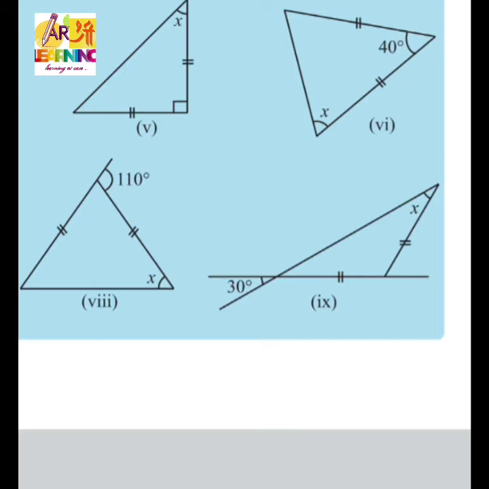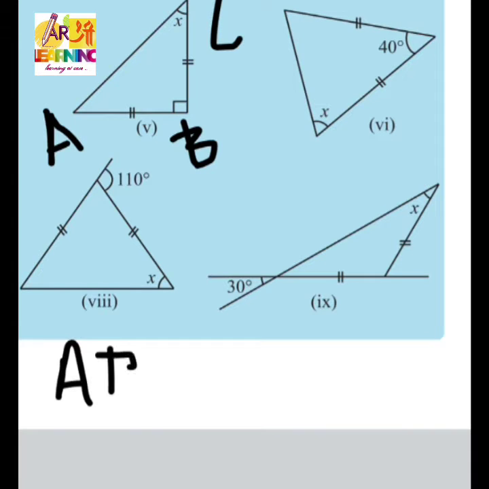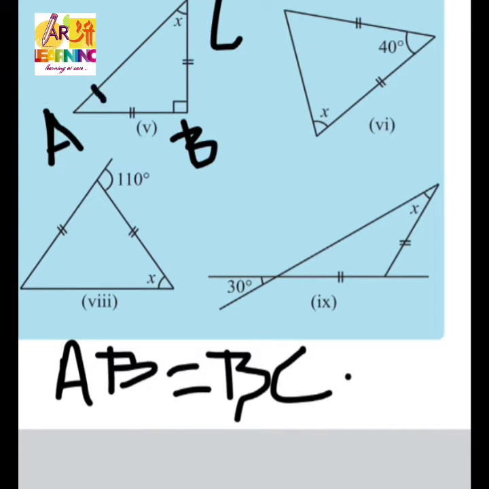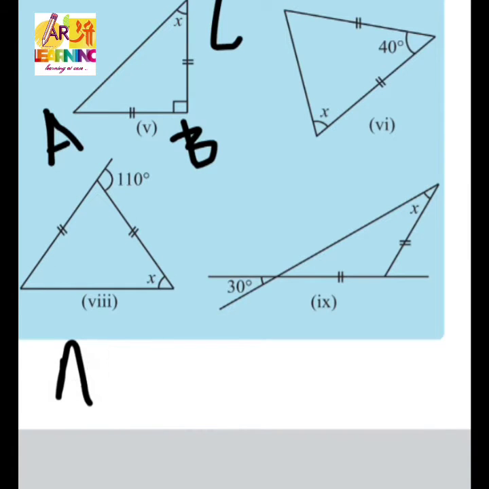Now let's come to fifth part. In fifth part there is a triangle given. I am naming it as A, B, C. In this, AB is equal to BC. Therefore the two angles will be equal. So this angle will also become x. Now we have got three angles, angle x, and angle. One angle is already given to you, 90 degree.